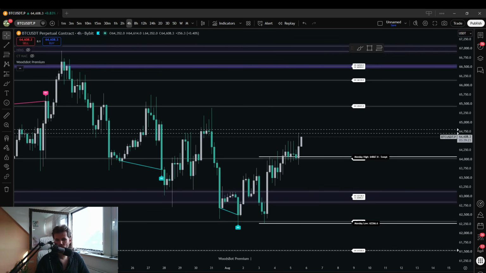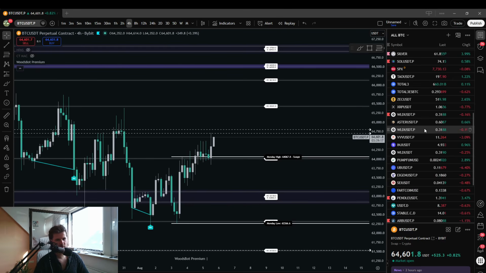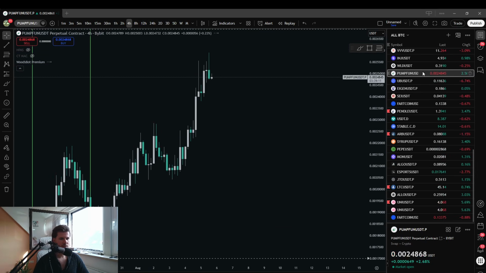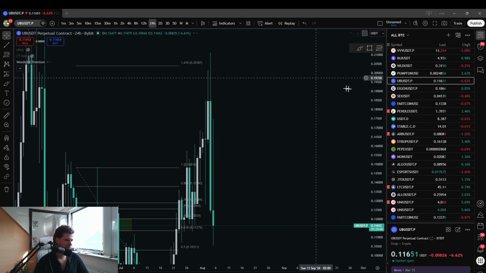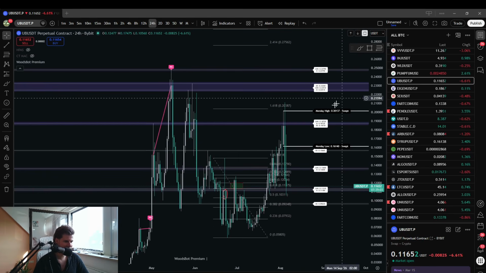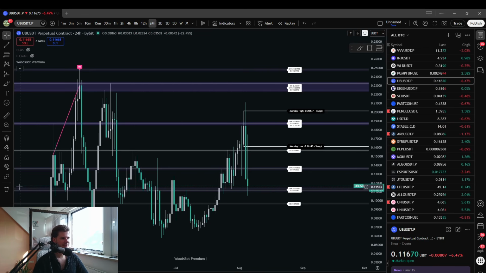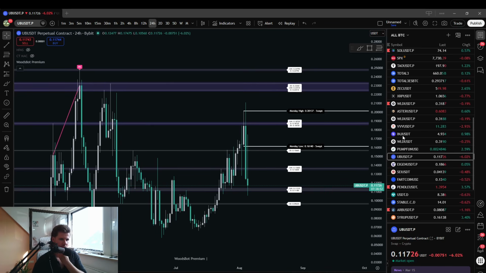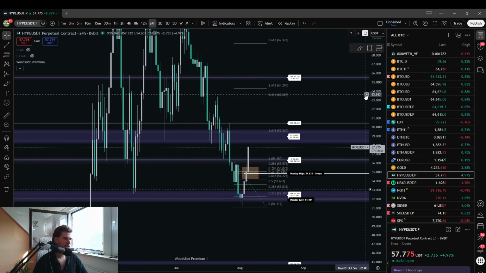Any altcoin setup you're looking at? When it comes to altcoins, the only ones that are really interesting for me are PumpFun. PumpFun UB is interesting as well, because it just has so much volatility. Look at these swings, it's actually crazy how big these swings are, and how crazy the volatility is. So UB is interesting for me, PumpFun is interesting, and obviously Hype is always interesting to trade.